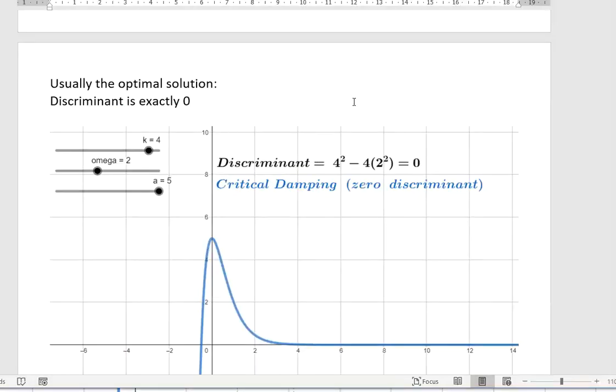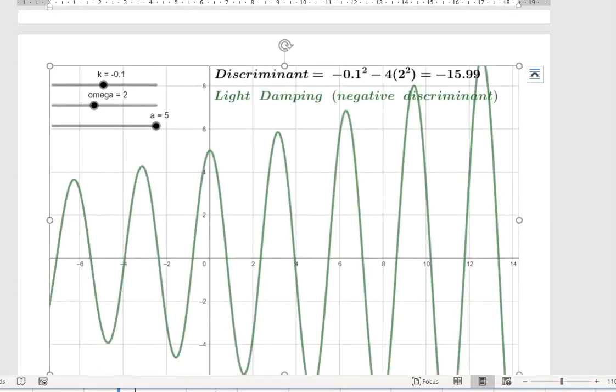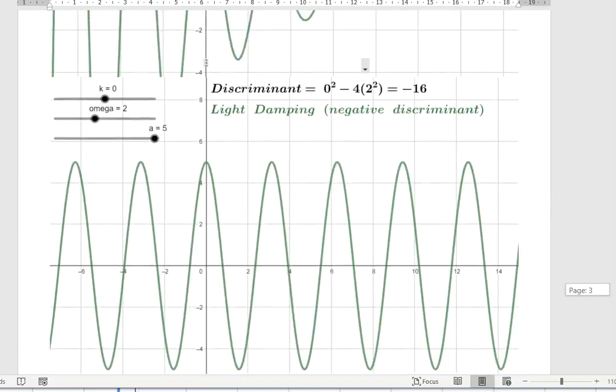In this case, when the discriminant is 0, what we get is a repeated real root. So our solution looks something like this: A plus Bt, e to the power of alpha t. This is x in terms of t, not y in terms of x. So in general, we see this effect with light damping.